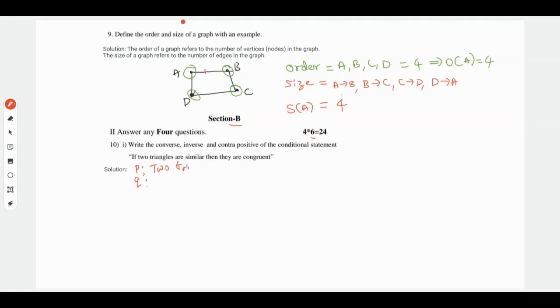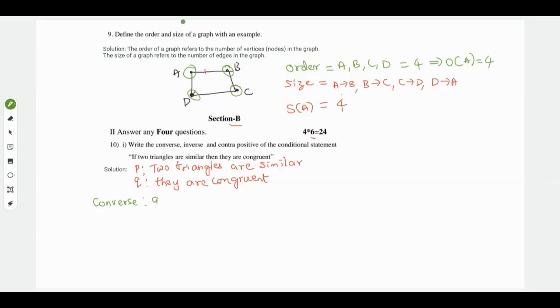So here: if two triangles are similar, then second statement is they are congruent. So we need to find the converse, inverse and contrapositive. First one is the converse.